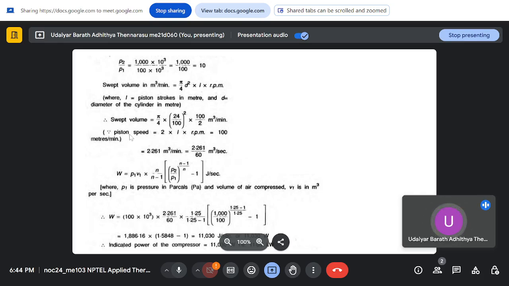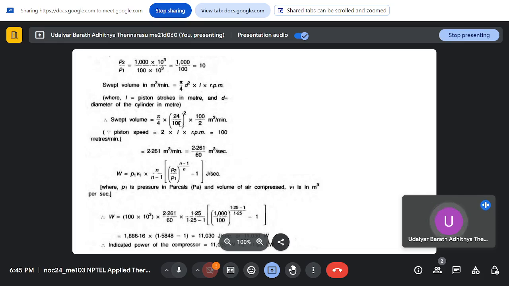So the piston speed is 2 into L into RPM, which is 100 meters per minute. This gives you 2.261 meter cube per minute as swept volume, or 2.261 by 60 meter cube per second.